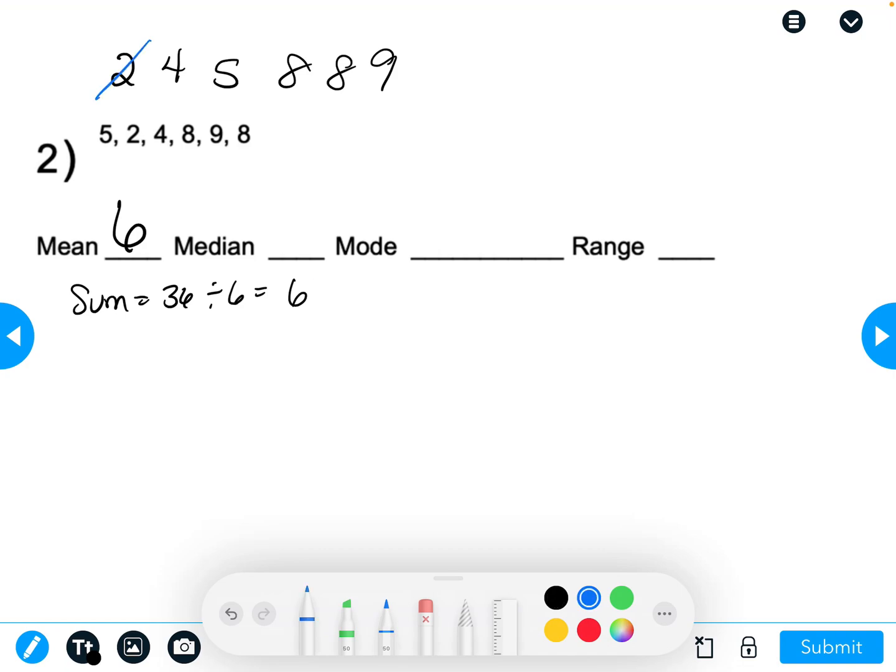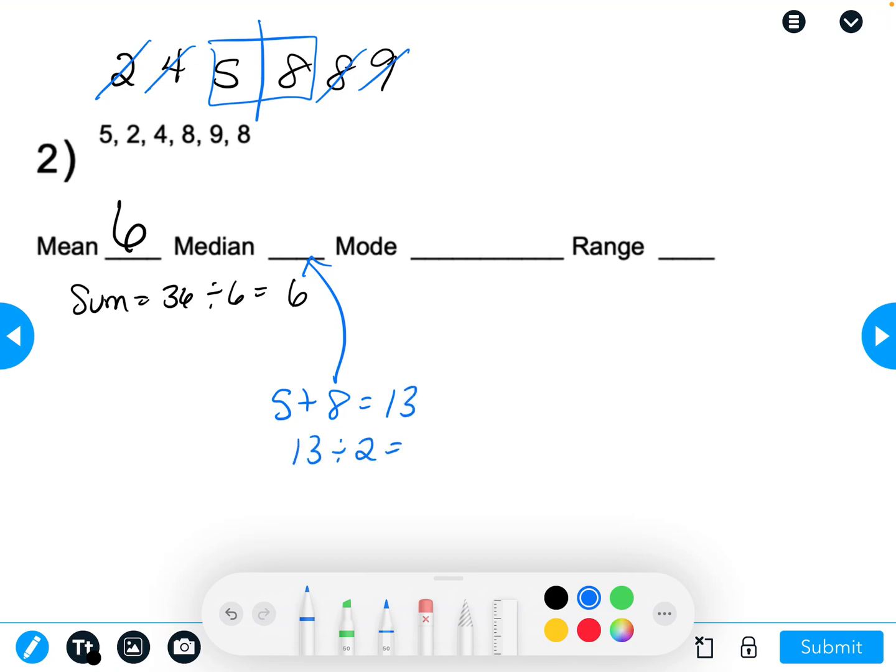For our median, when I cross off and try to find the middle, I find that it's between the 5 and 8. So for that median, I need to add the 5 and 8 together to get 13, and then divide 13 by 2 to get the median. So 6.5 would fit right there in between the 5 and the 8.